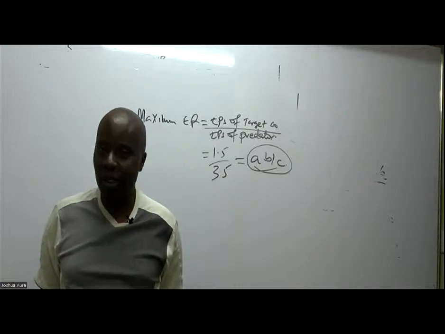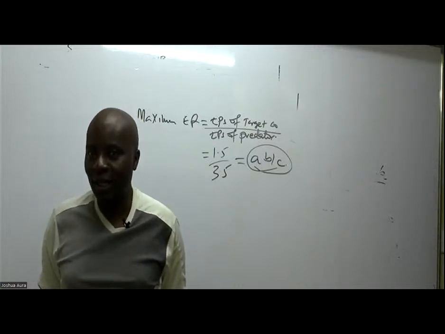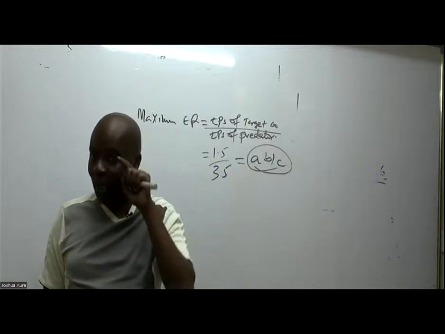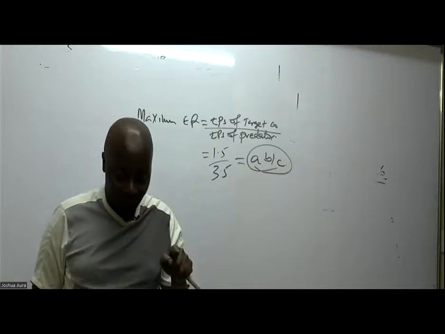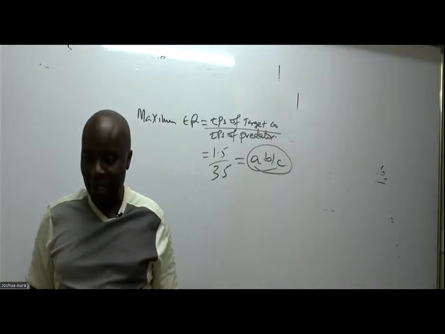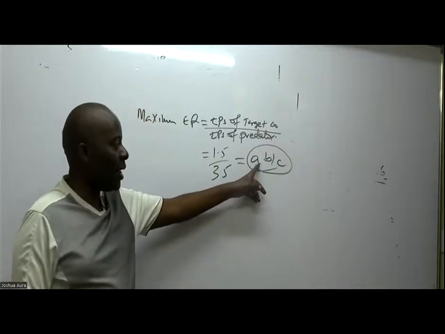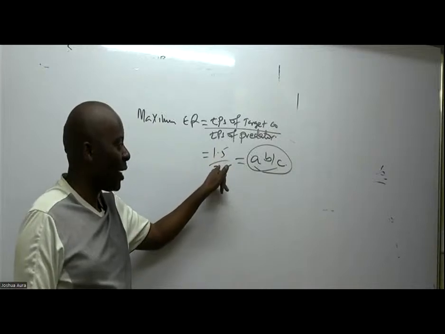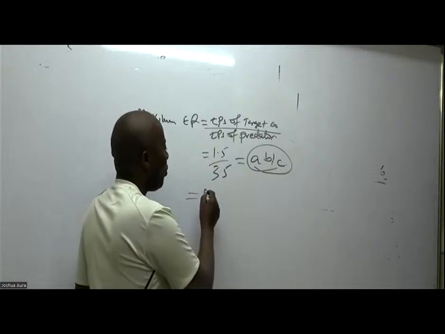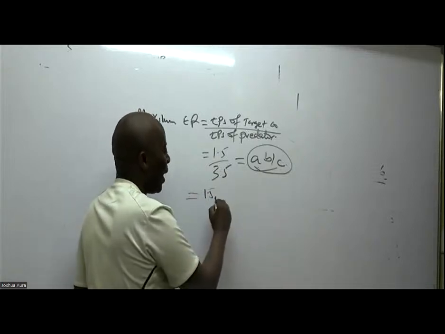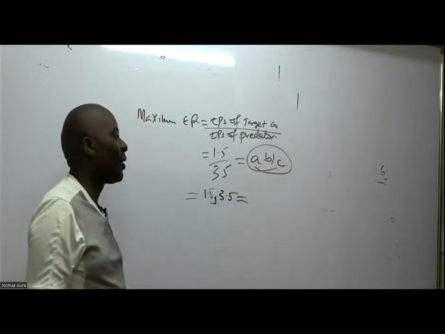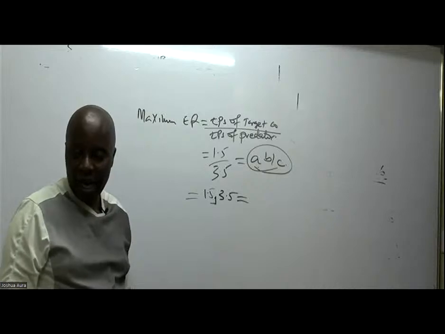It cannot lie to you. This is a machine. Garbage in, garbage out. Make sure you punch it very well. 1.5 over 3.5 equals, and then ABC. There is this button called ABC. You can even go there and enter 1.5 over 3.5 automatically and see whether your calculator will give you the 3/7.